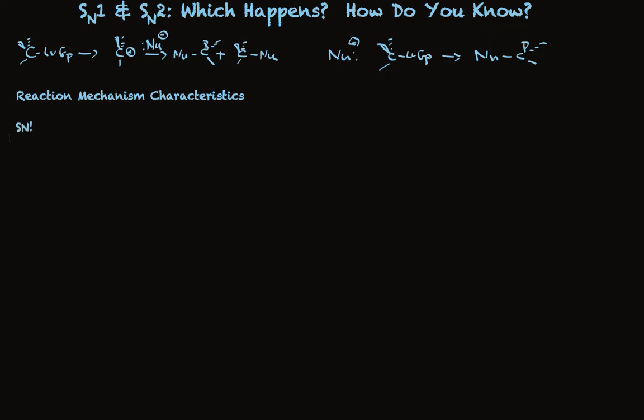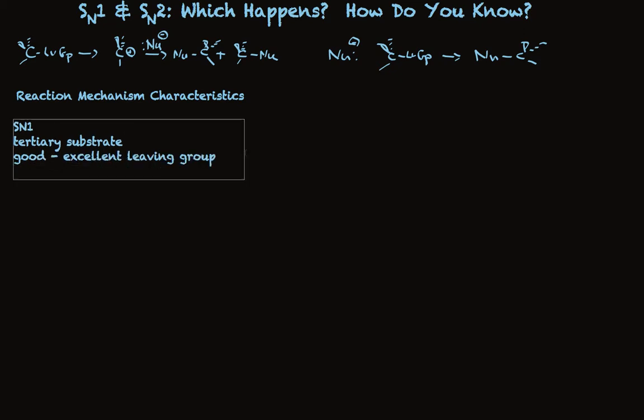For the SN1 reaction, we're looking at a tertiary substrate, good to excellent leaving group, and anywhere from a weak to a strong nucleophile. A whole range of nucleophiles are possible, and a polar protic solvent.